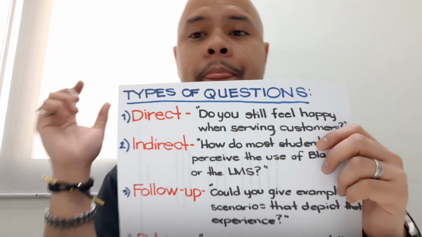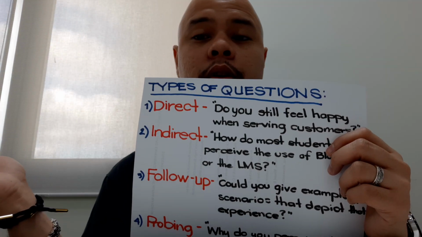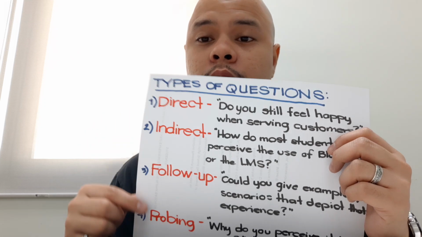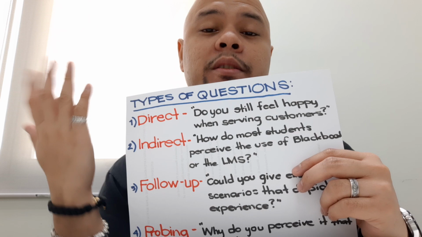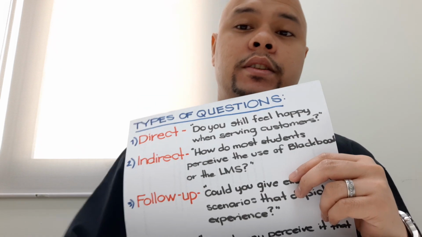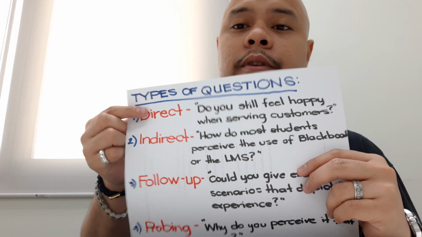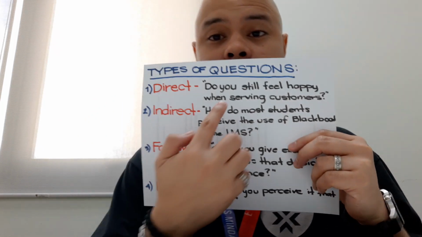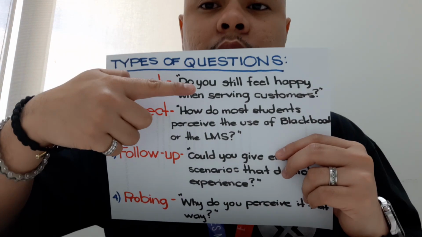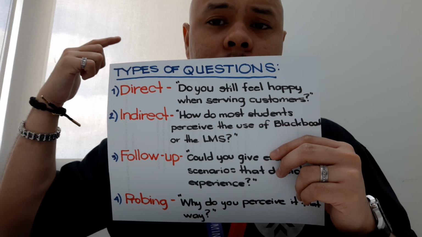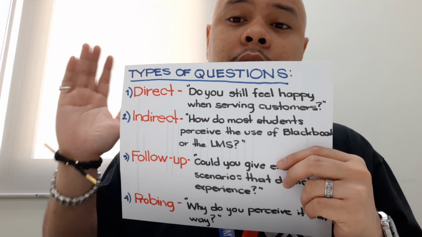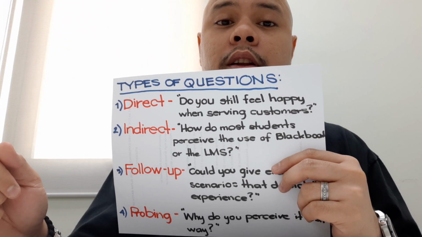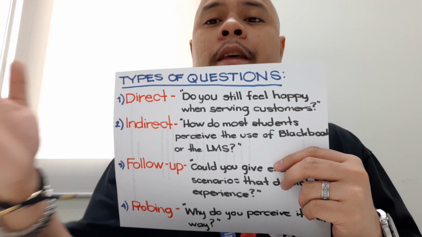Now we move on to the types of questions. There are so many different types of questions that you can ask. I focused on the 6 major types of questions that I feel are applicable, especially for you guys who are still at the senior high school level. First would be the direct questions, and as you can see, I gave an example. An example of a direct question would be, do you still feel happy when serving customers? This is a question that attacks the phenomenon directly. It attacks an issue directly.